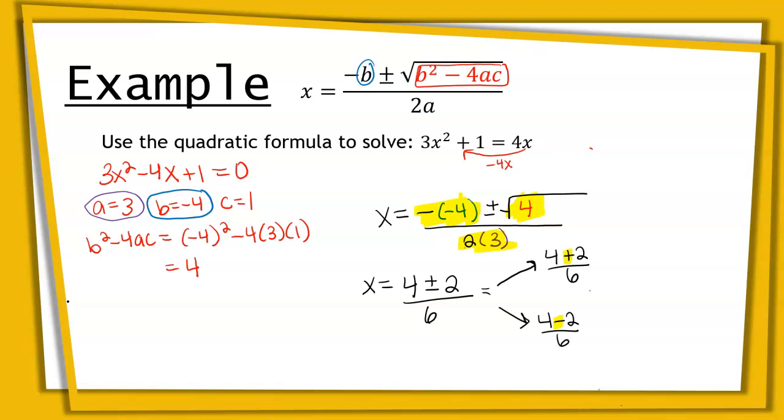From there, be careful with your order of operations. Simplify your top first. So 4 plus 2 is 6, divided by 6 is 1. And on the bottom, 4 minus 2 is 2, divided by 6 is either going to be 0.33 or 1/3.